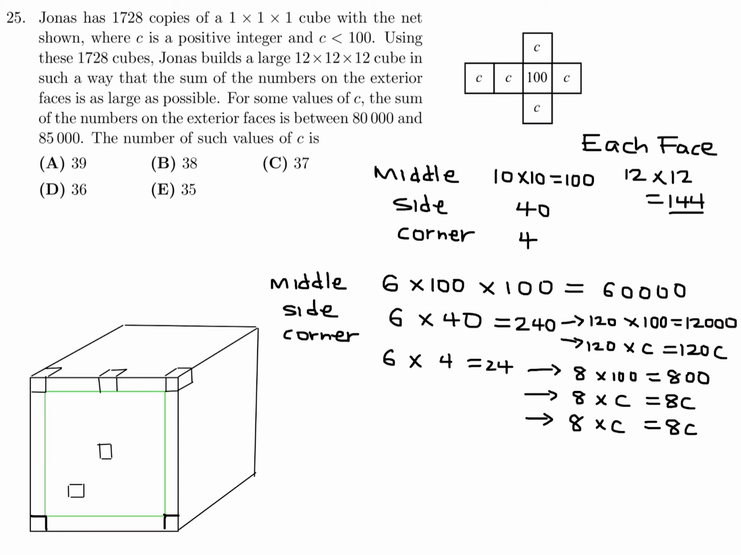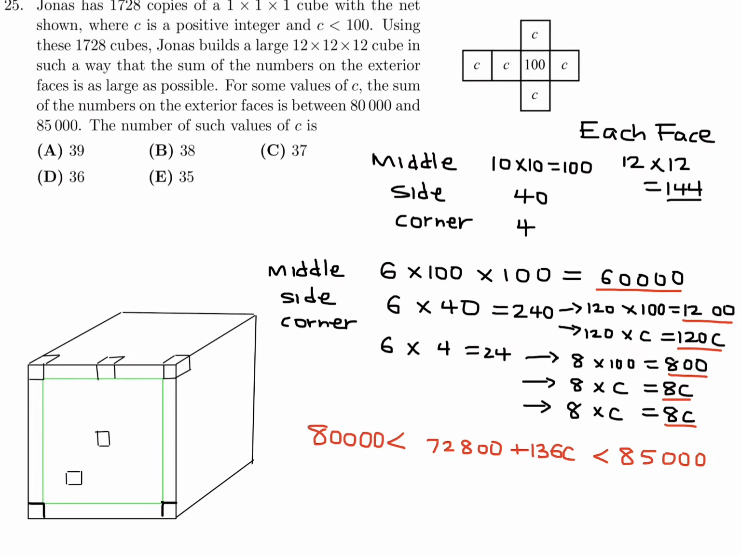So now let's add it all up. What is the total? It's this, plus this, plus this, plus this, plus this, plus this. So in terms of numbers, 72,000 and then 800, right? 72,800. And in terms of the C's, it looks like 120 and 8 and 8. So that's 120 plus 16, so 136C. And they're saying that's between 80,000 and 85,000.